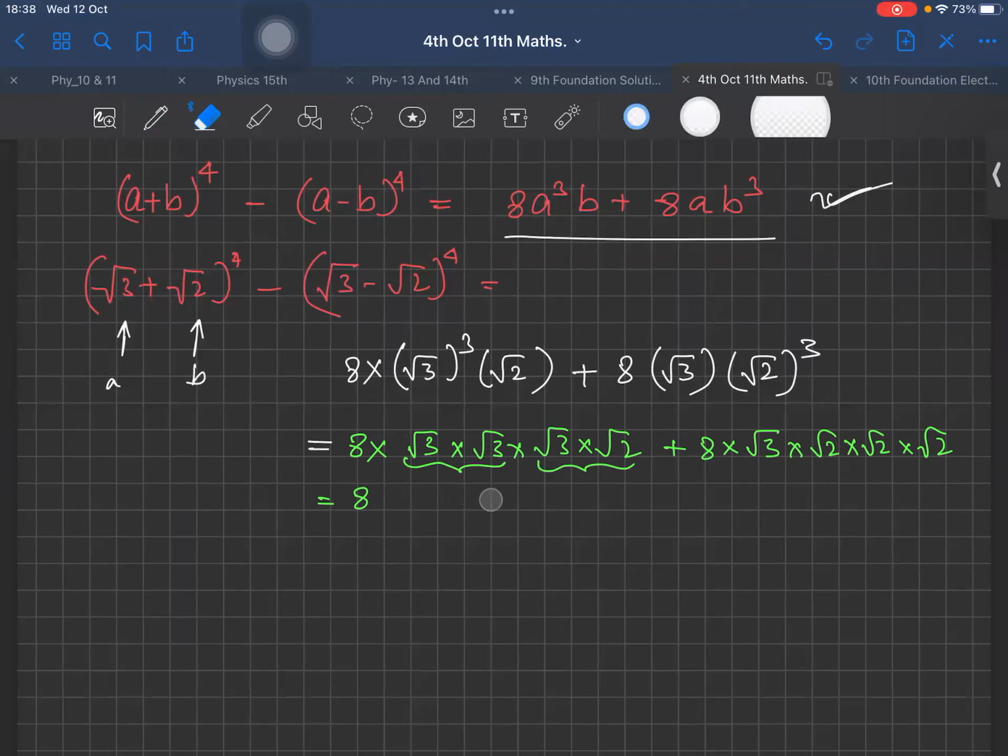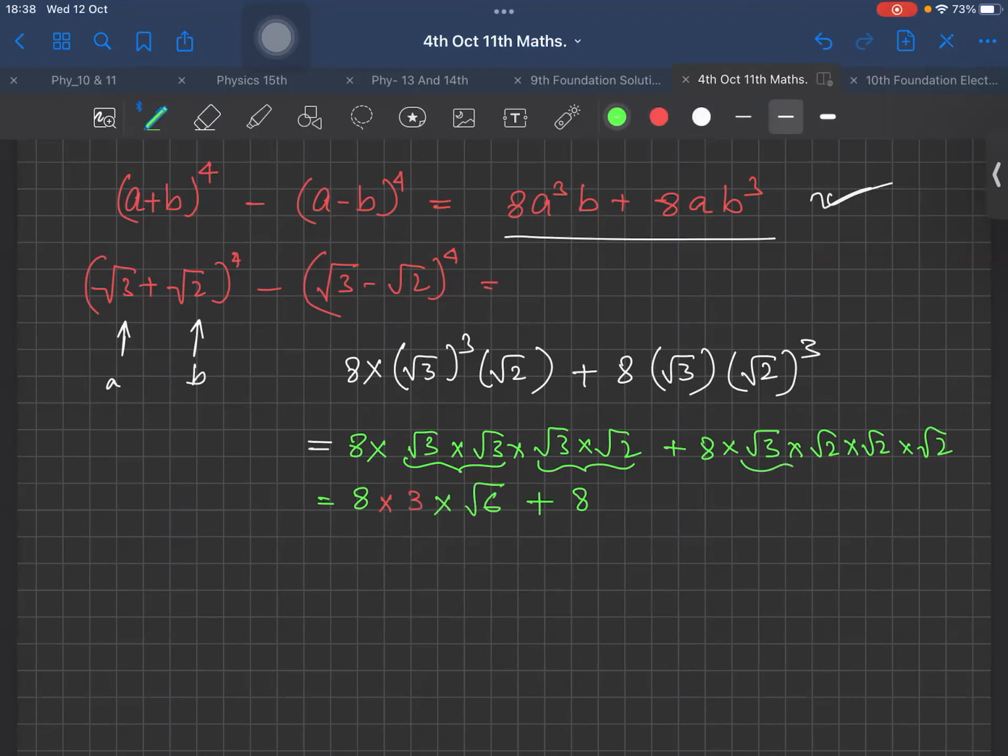So how you will get 3? Let's write down that as well. Multiplied by root 3 into root 3. So you can write root 9. And root 9 is what? 3. Multiplied by root 3 into root 2. So root 3 into root 2 will be root 6. Plus 8.